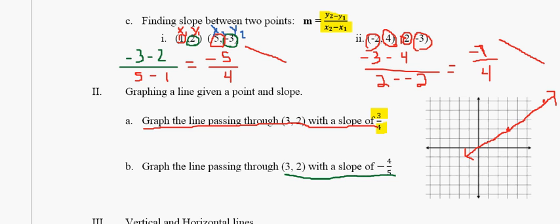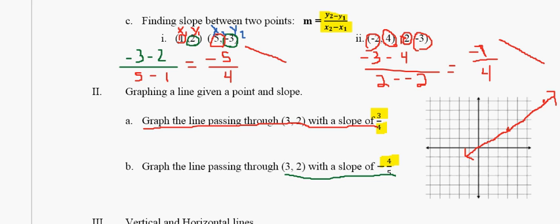Okay, but notice now our slope is negative. What I usually do is I associate the negative with the rise or the run. I associate the negative with the rise. If the numerator is positive, you rise. If the numerator is negative, you fall. So what I always do is associate the negative with the numerator.